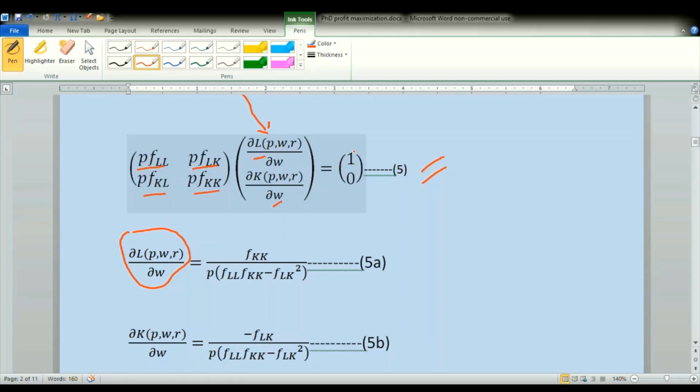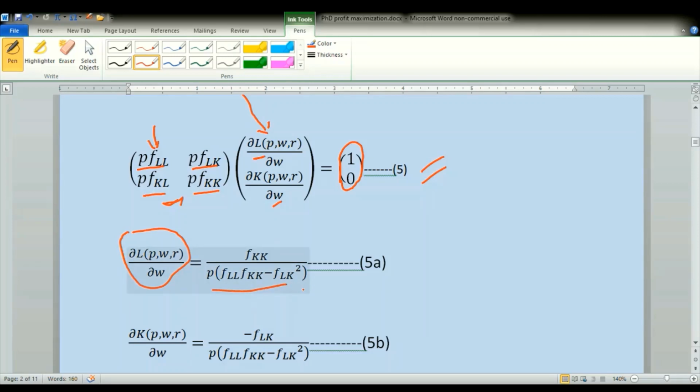So I will be using this side 1, 0. I'll replace it here in the first column, Cramer's rule of course, and then divide by the entire determinant, and that is this one. So ∂L/∂W, we have done this in class, is equal to F_KK divided by this determinant.